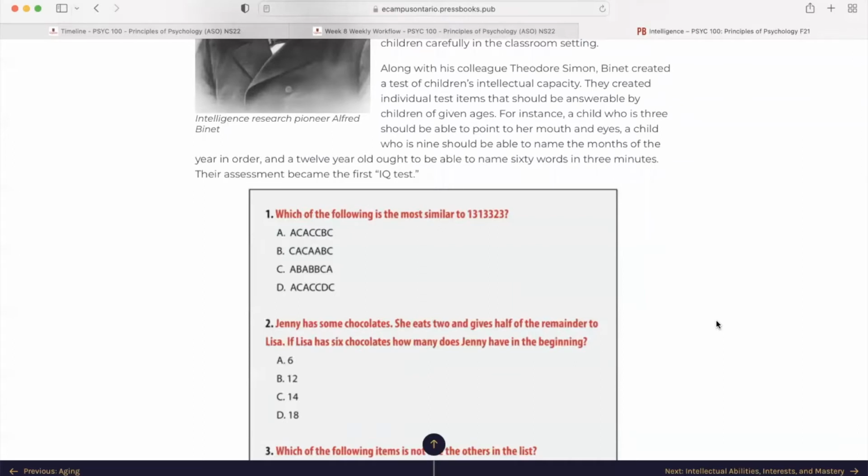They created individual test items that should be answerable by children of given ages. For instance, a child who is 3 should be able to point to her mouth and eyes, a child who is 9 should be able to name the months of the year in order, and a 12-year-old ought to be able to name 60 words in 3 minutes. Their assessment became the first IQ test.